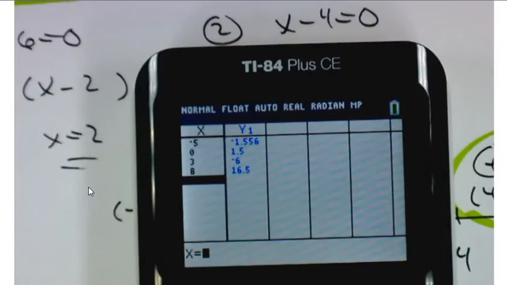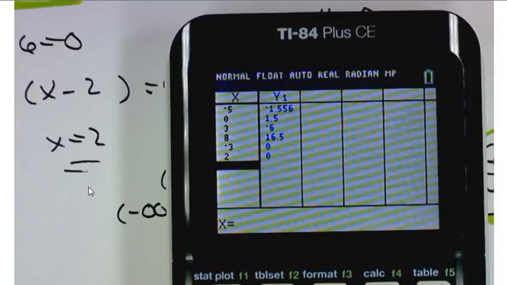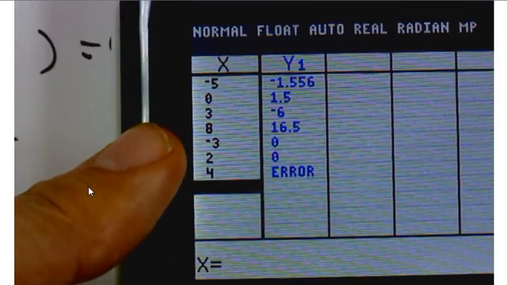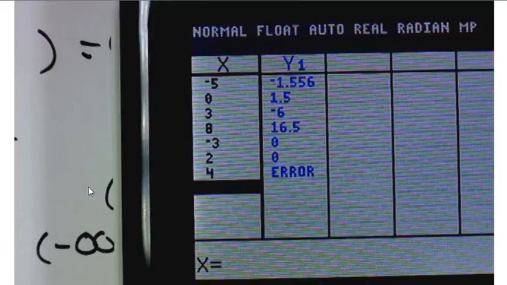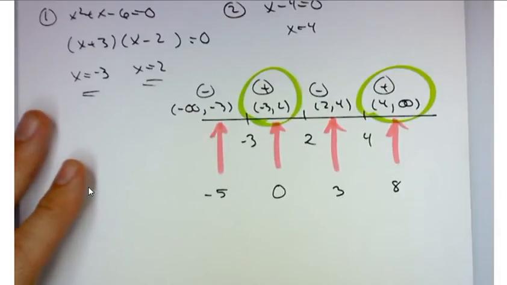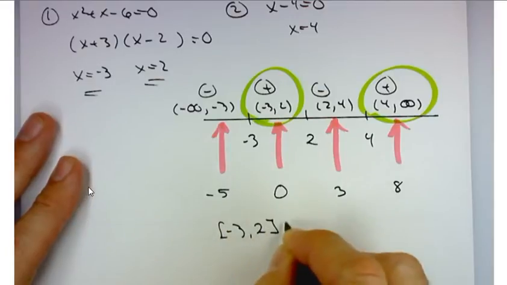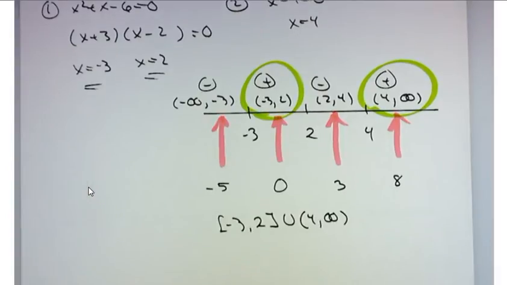So negative 3, pardon me. So let's go back here. Negative 3, 2, and 4. So I can use two of these. I can use the negative 3 and use the 2, but how come I can't use the 4? Yeah, makes the denominator 0, so you can't use that one. Overall, your answer on this one would look like this. It'd be negative 3 to 2 in brackets union 4 to infinity in parentheses. So that's your final answer.